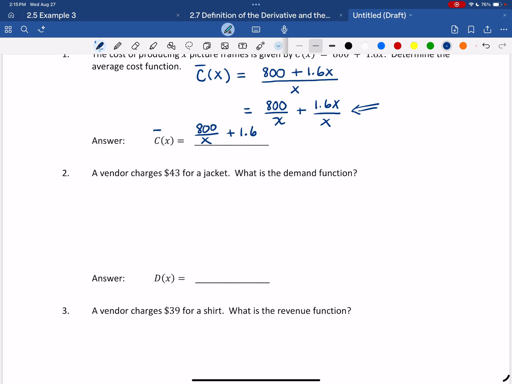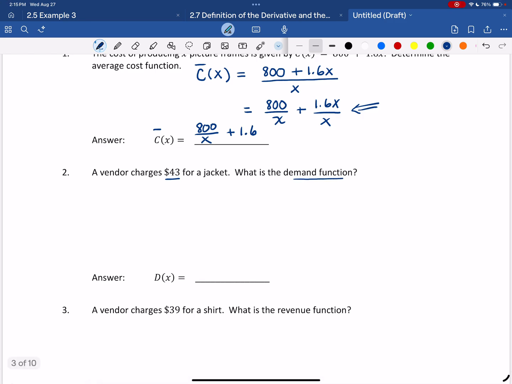Number 2, a vendor charges $43 for a jacket. What is the demand function? Well, D of X is equal to P is equal to 43, because right now at least, our price is a constant. It doesn't say they're going to change the price. It says that the price is 43. So D of X is 43.